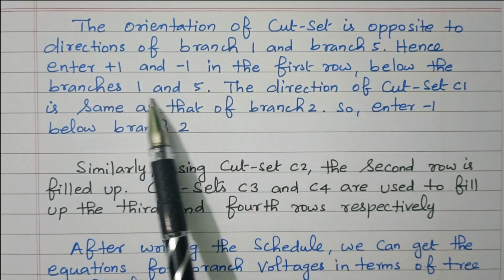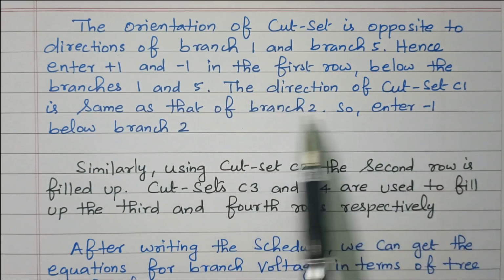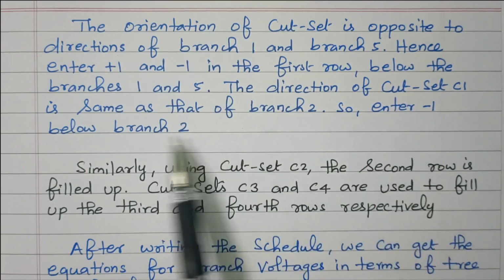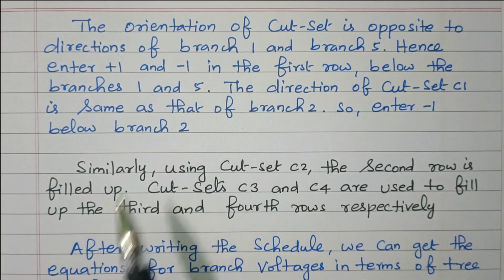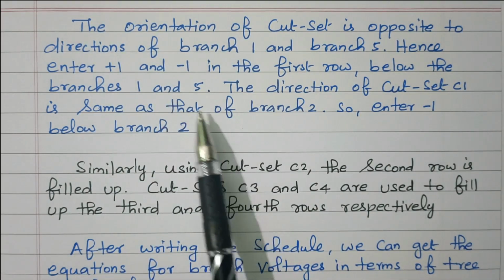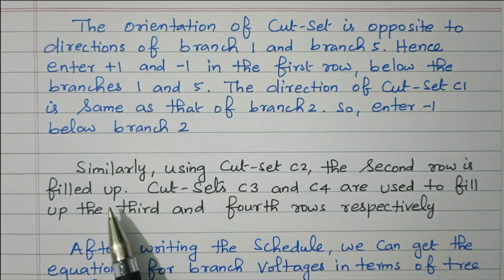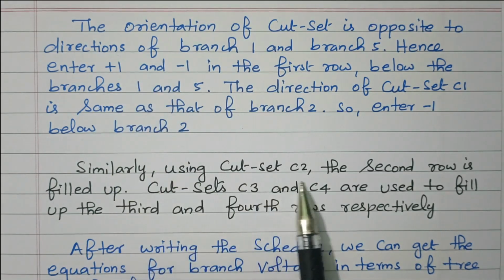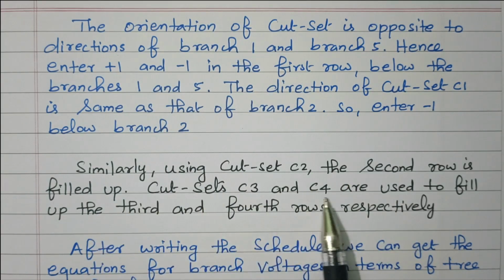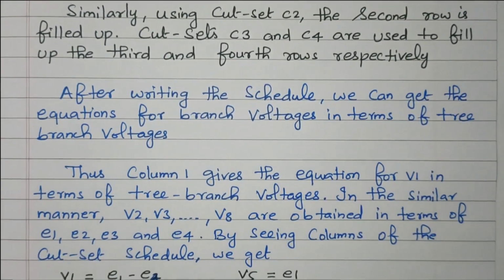Below branches 1 and 5, the direction of cut set C1 is the same as that of branch 2, so it enters as minus 1 below branch 2. Right? The same direction means minus 1, opposite direction means plus 1. Similarly, using cut set C2, the second row is filled up. Cut sets C3 and C4 fill up the third and fourth rows respectively. By using the same rule we can fill. So after writing this, what can we do?